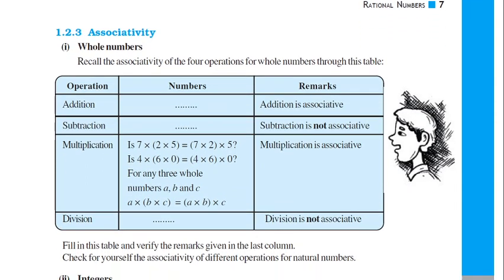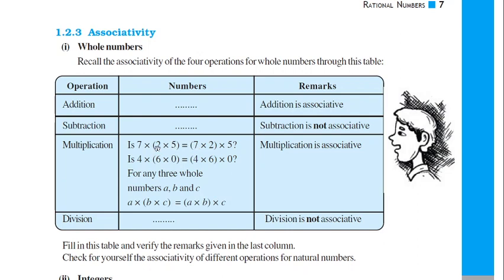Now the third property, that is associativity. Let's see it directly from an example. Here you've been given 7 multiplied by 2 multiplied by 5, with part of it in a bracket. So first you have to solve the bracket. 5 multiplied by 2 will give us 10, multiplied by 7 will give us 70.